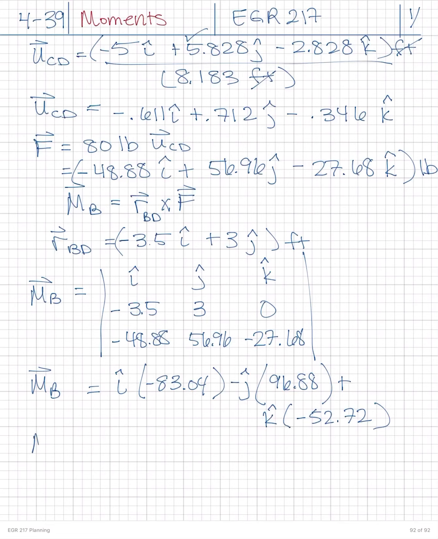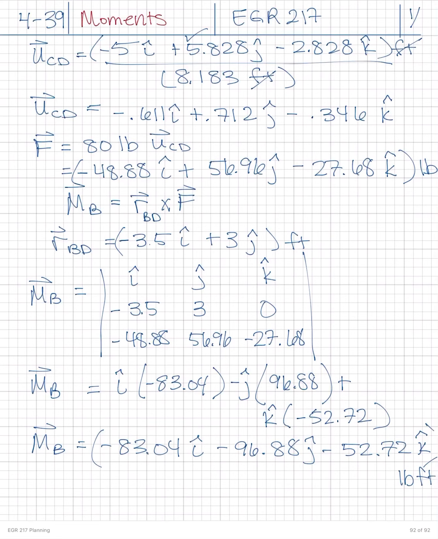So we get moment about B equals negative 83.04 I minus 96.88 J minus 52.72 K. And that's in pounds times feet. Because let's see, this row was feet, right? And then this row was pounds. So that's it.